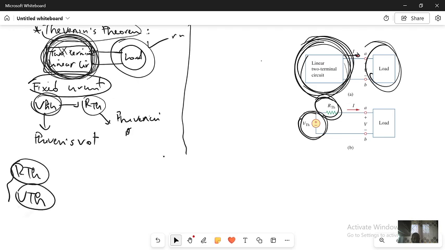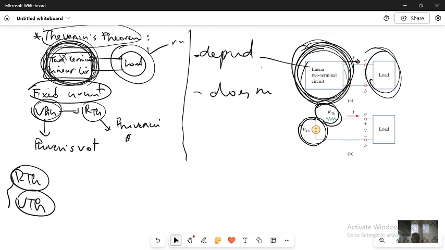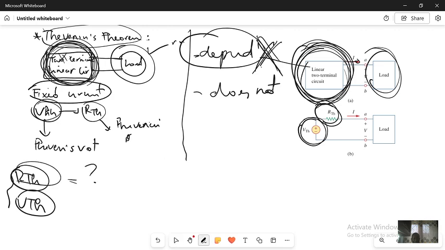To determine both, it depends on whether our circuit has a dependent source or does not have a dependent source. First of all, in this video we are going to see the case where there is no dependent source. If there is no dependent source, how do we determine the value of RTH and the value of VTH?